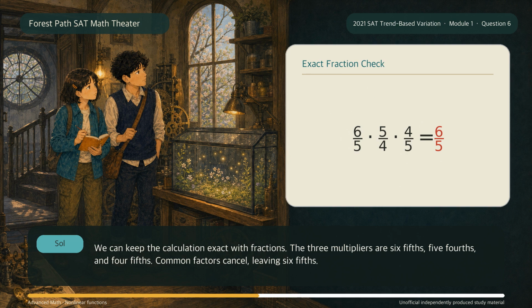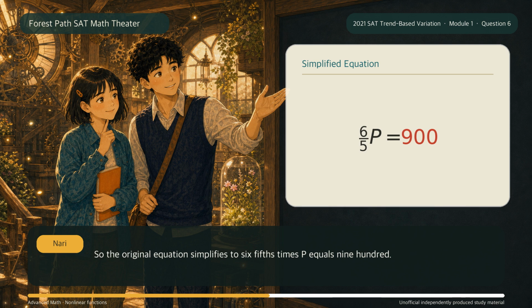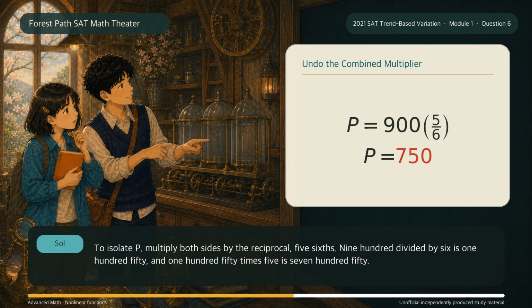We can keep the calculation exact with fractions. The 3 multipliers are 6/5, 5/4, and 4/5. Common factors cancel, leaving 6/5. So the original equation simplifies to 6/5 times P equals 900. To isolate P, multiply both sides by the reciprocal, 5/6. 900 divided by 6 is 150, and 150 times 5 is 750.